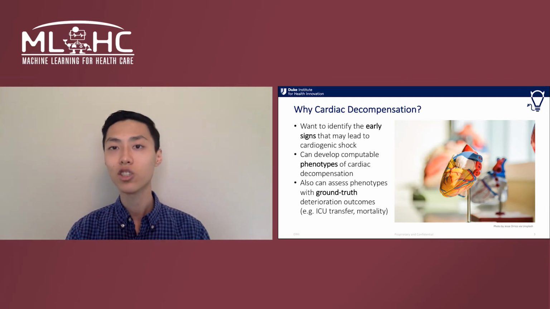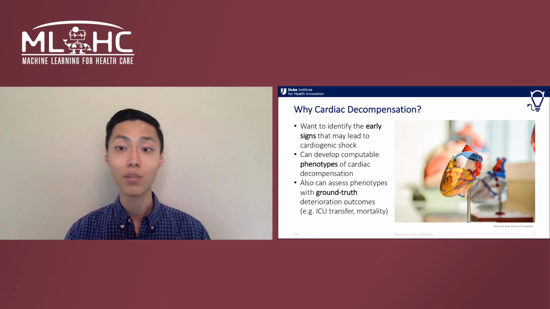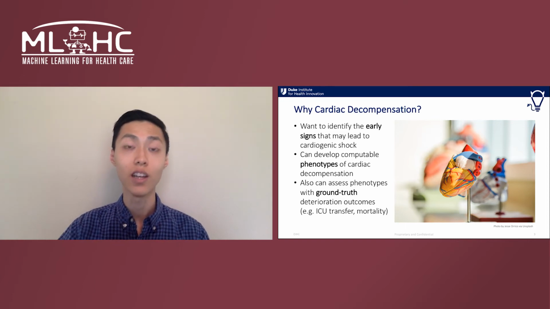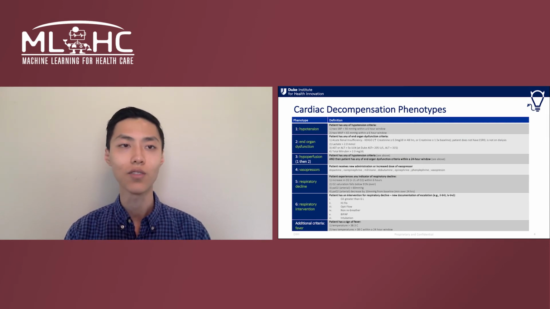We modeled 6 digital phenotypes that represent different facets of decompensation in cardiac patients. These phenotypes can be used to assess ground truth deterioration outcomes, such as ICU transfer and mortality. So here are the phenotype definitions we developed, which are based on vitals and analyzed data from the EHR.